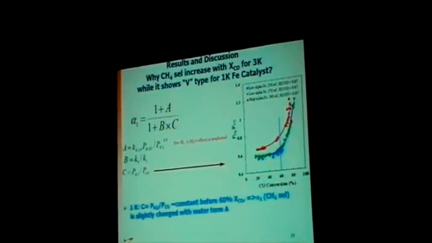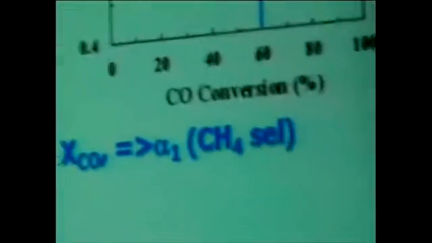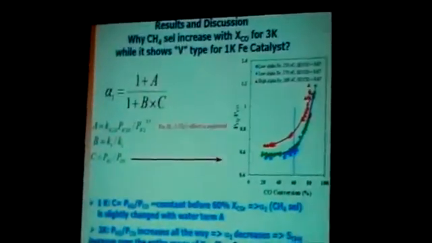And the interesting thing we found is that for the 1K catalyst, the C number, partial pressure of hydrogen to CO, is almost constant before 60% CO conversion, which means the hydrogen produced by the water gas shift reaction is completely used for the Fischer-Tropsch reactions. But for the 3K catalyst, this number increases with the CO conversion, and this definitely reduced the alpha-1 number and increased methane selectivity. So we explained why the potassium changed the methane selectivity curve.